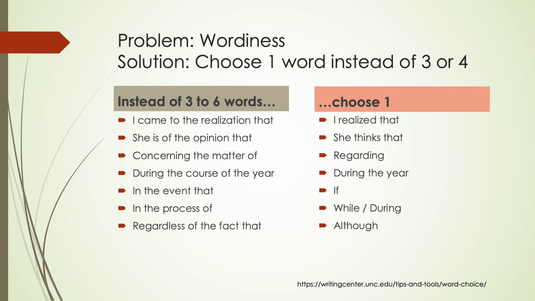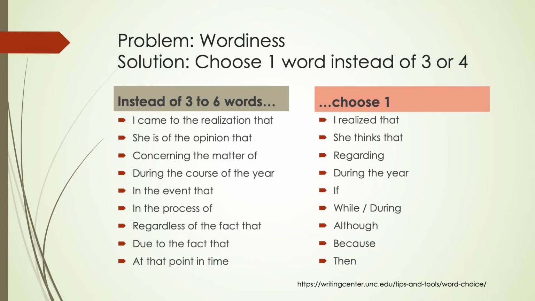And you can see that changing your phrase to one word also eliminates the word "that". "Due to the fact that," you can change that to "because." And that also eliminates the word "that". If you find yourself using it too often, that's an added bonus. "At that point in time," you can simply say "then." So I hope this gives you some ideas of how choosing one word instead of 3 or 4 will make your paper sound more academic.